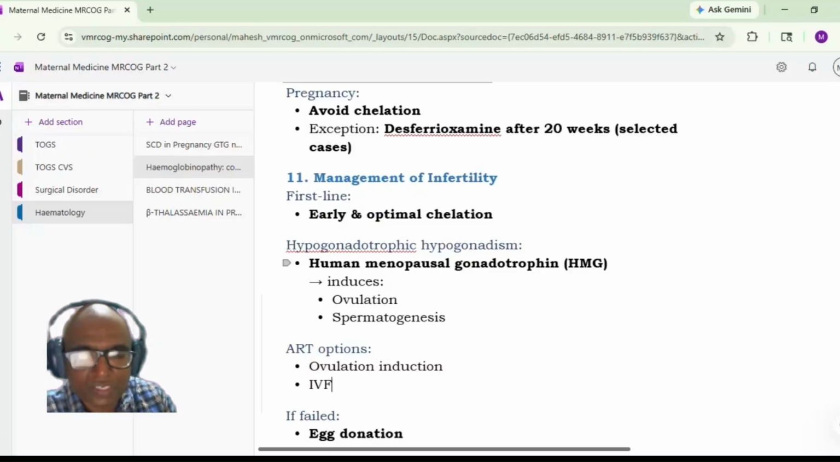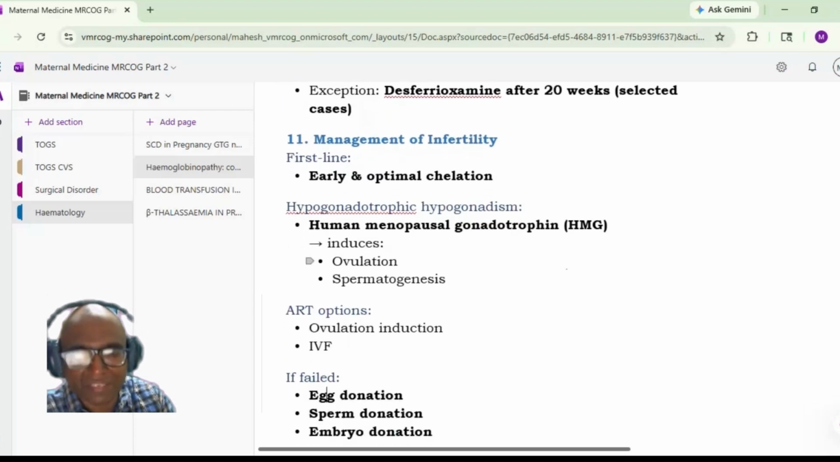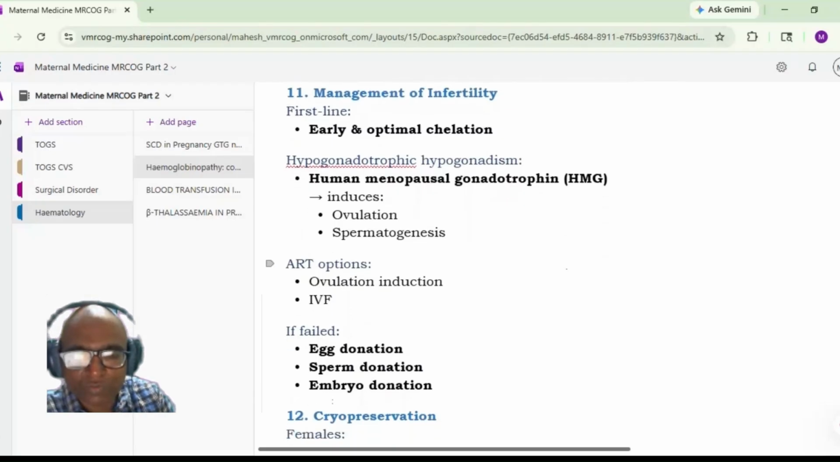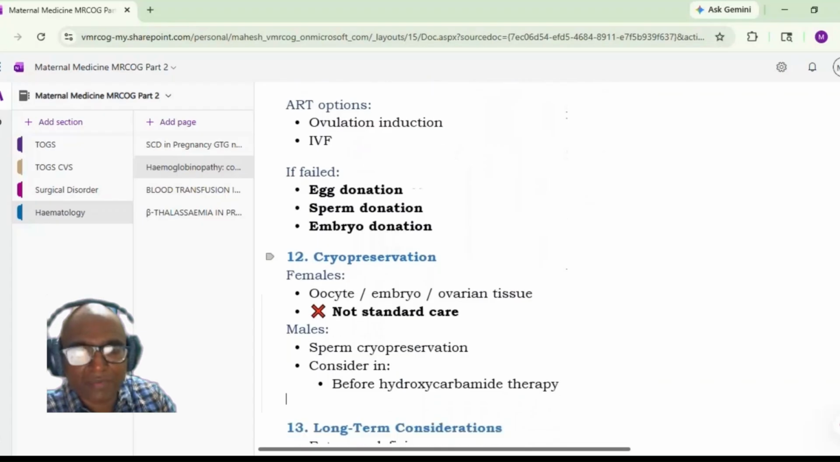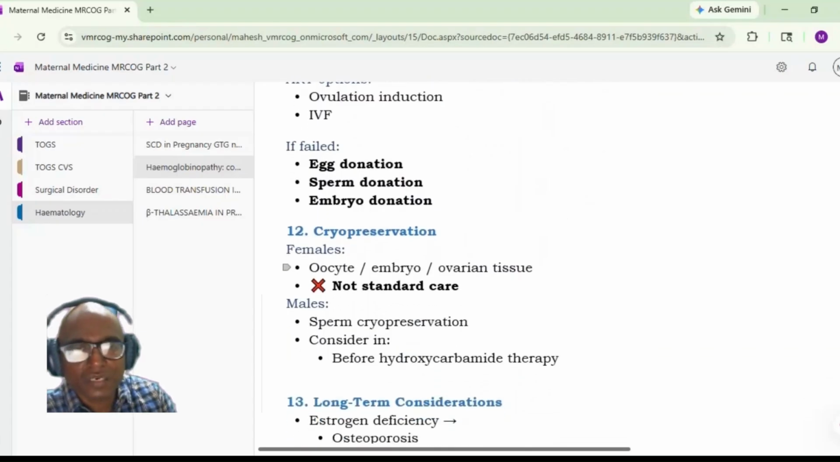The ART options will be ovulation induction and IVF. If it fails, then go for egg donation, sperm donation, or embryo donation. Then cryopreservation in females: oocyte cryopreservation, embryo cryopreservation, or ovarian tissue, but that is not the standard care. First, you will go for a decrease in the iron overload by chelation, and then you go for stimulation with the help of gonadotropins.